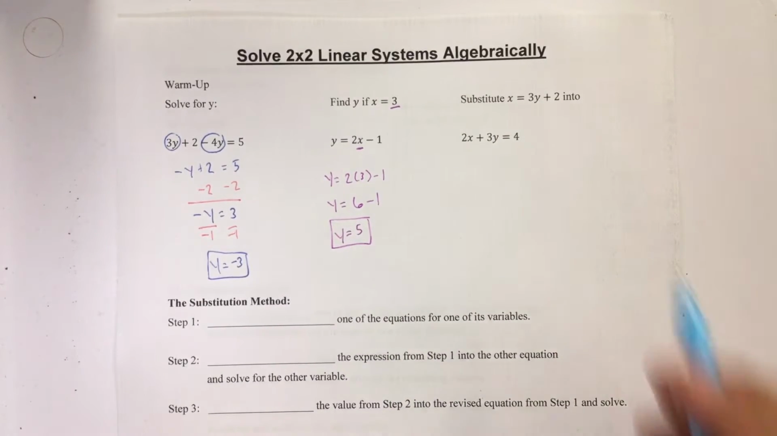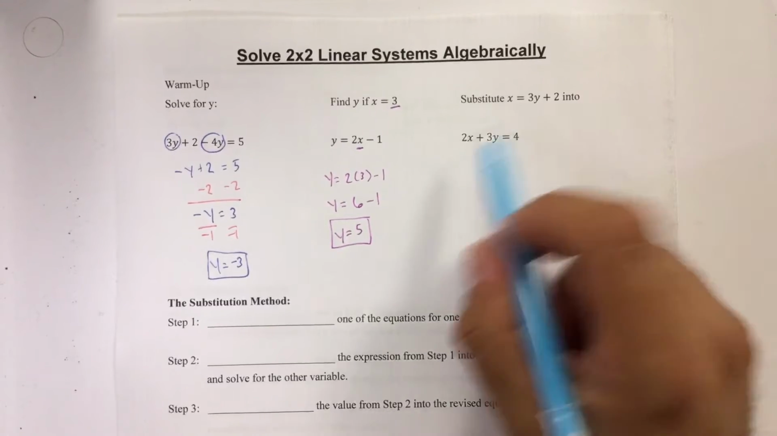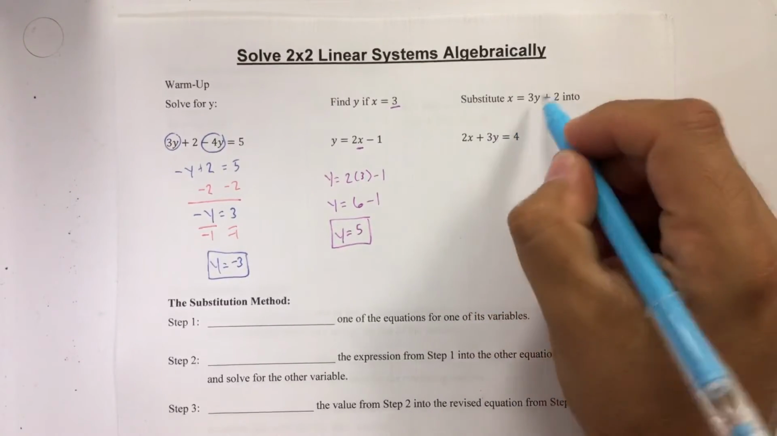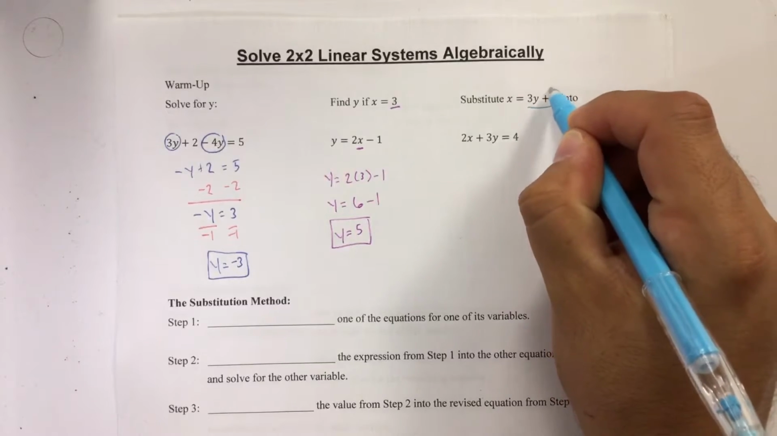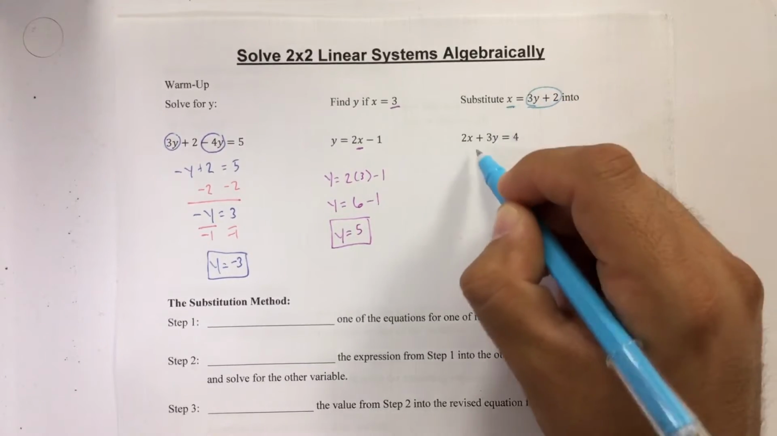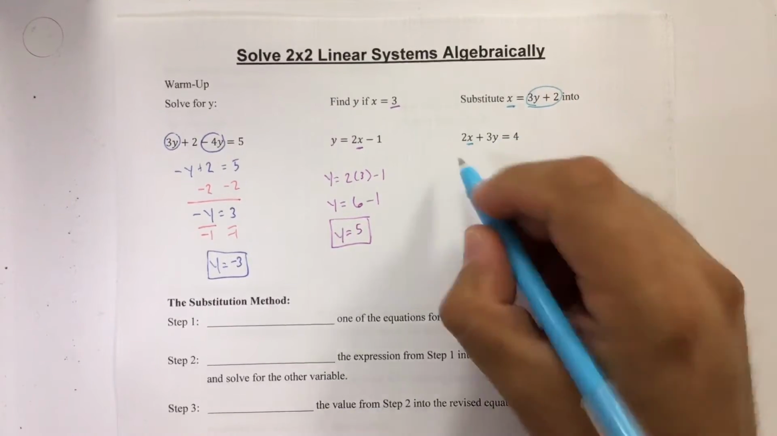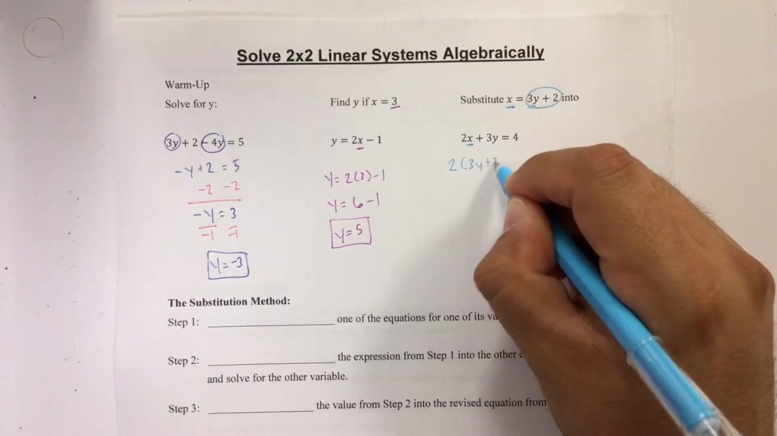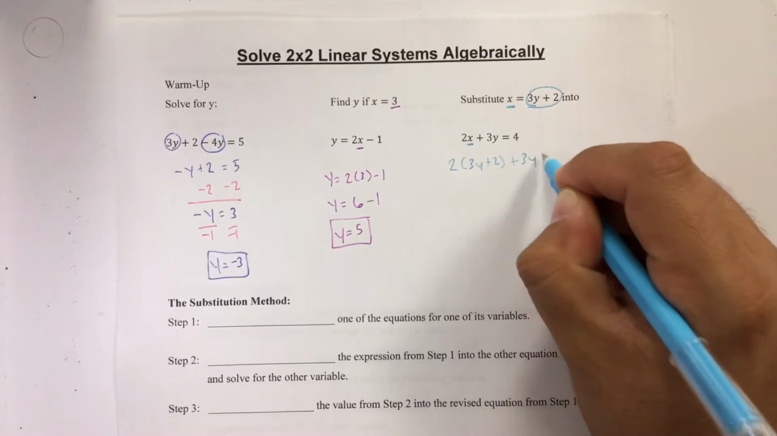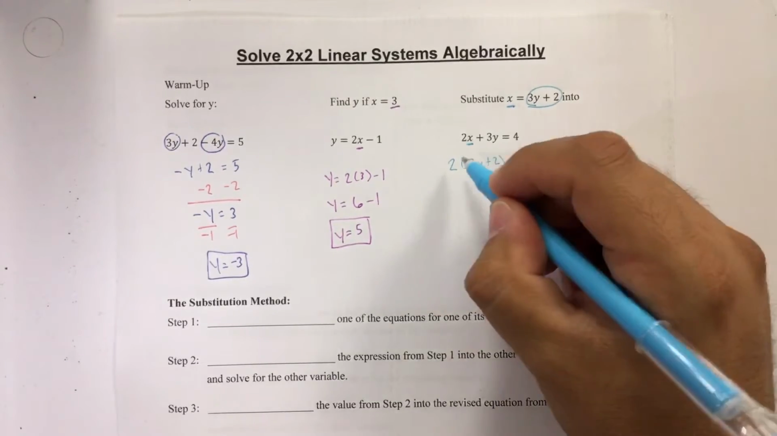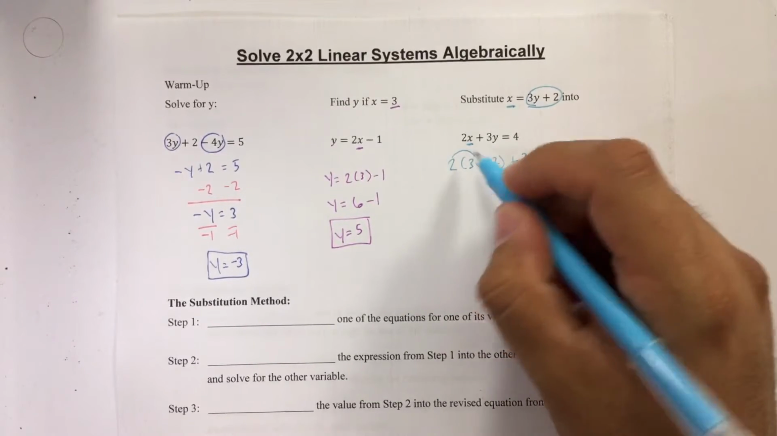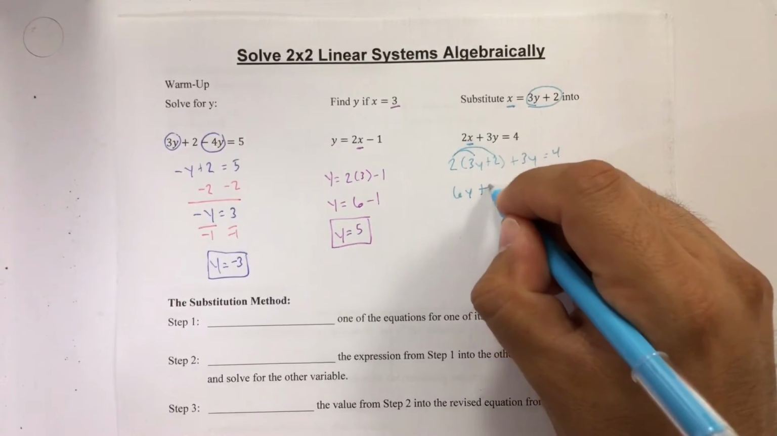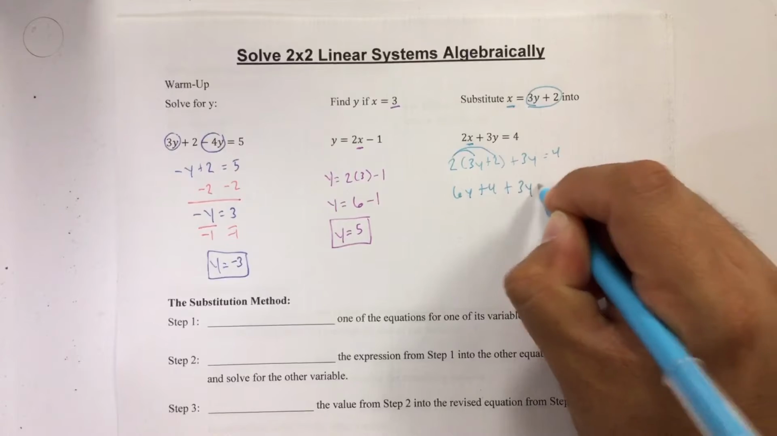And then for the last one, it says substitute x equals 3y plus 2 into 2x plus 3y equals 4. Make sure you understand that x equals is what's solved. We're going to take this expression, 3y plus 2, and substitute it into the second equation for x. So 2 times 3y plus 2, plus 3y is equal to 4. Now we simplify. 2 times 3y is 6y, 2 times 2 is 4, plus 3y is equal to 4.